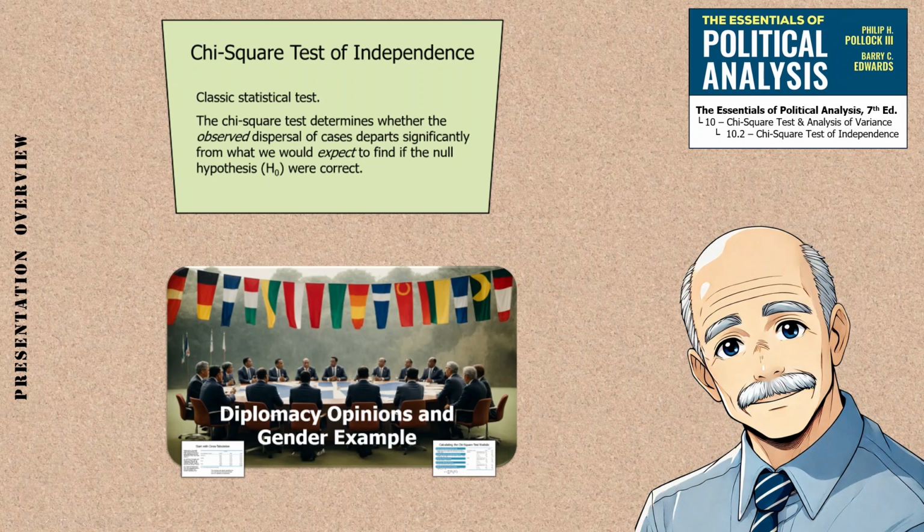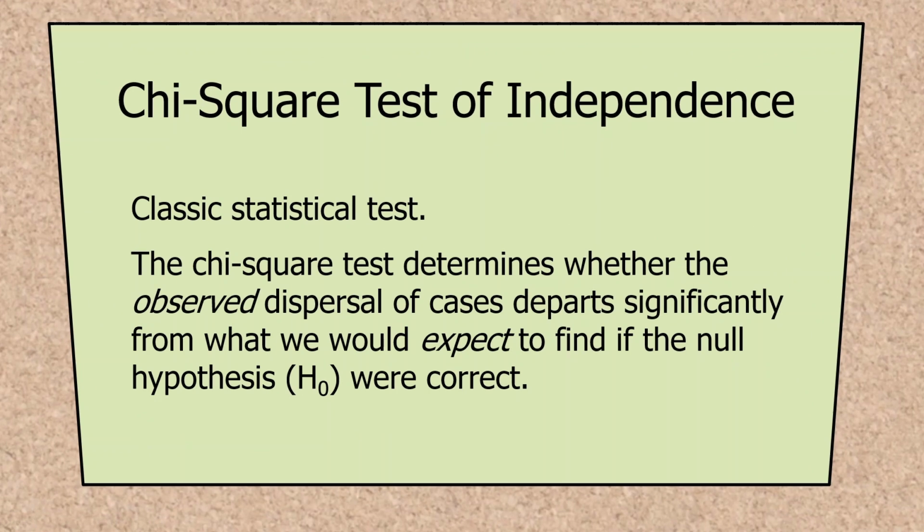That's where the chi-square test comes in. The chi-square test is perhaps the most commonly used statistical test in cross-tabulation analysis. It's one of the oldest tests of significance still in use. The chi-square test determines whether the observed dispersal of cases departs significantly from what we would expect to find if the null hypothesis were correct. So in this way, the logic of hypothesis testing is the same as before. The null hypothesis has an expectation about what the data can be expected to look like, and then we compare our observed dispersal of cases with what the null hypothesis expects us to find.